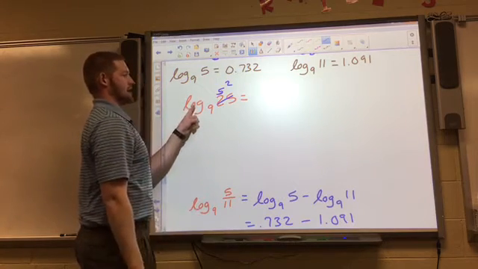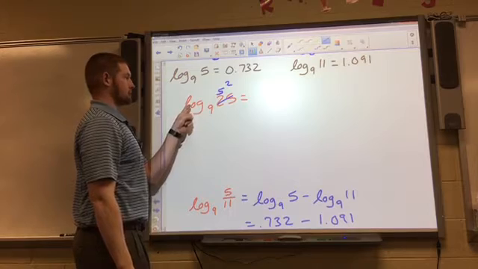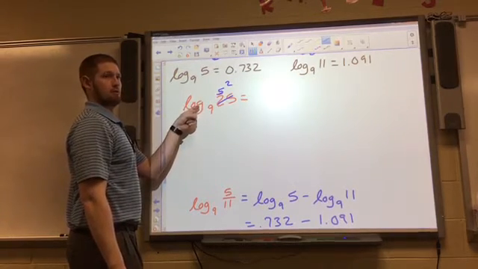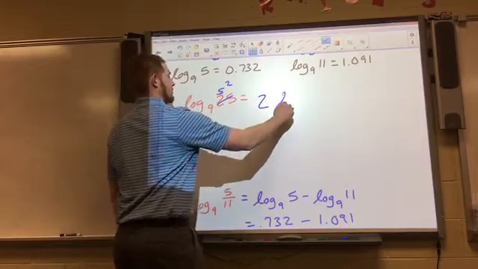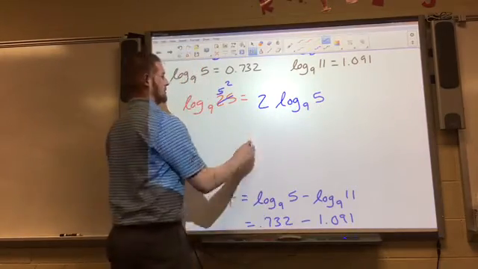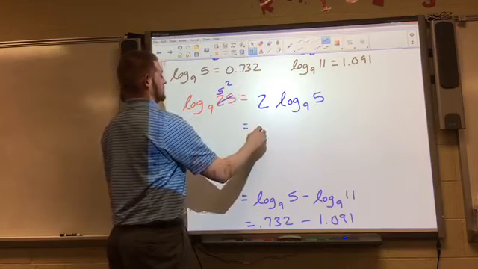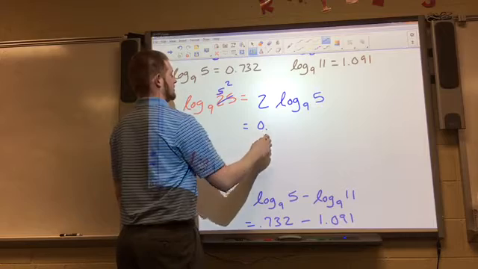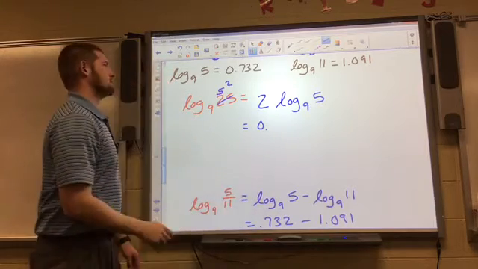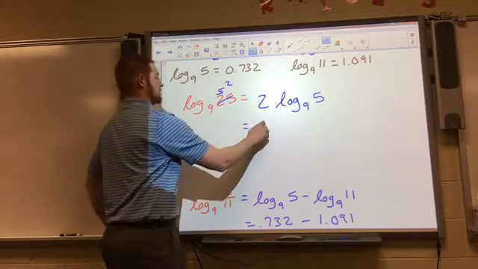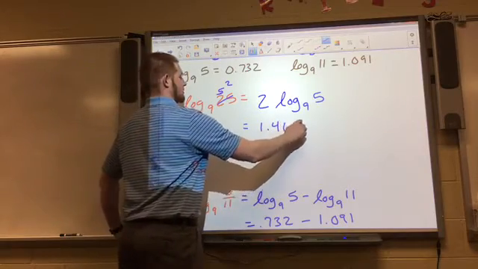Okay, so using the power property, how would I rewrite this? 2 log base 9 of 5. Well, that'd be 0. Or sorry, yeah, 1.464. Sorry.